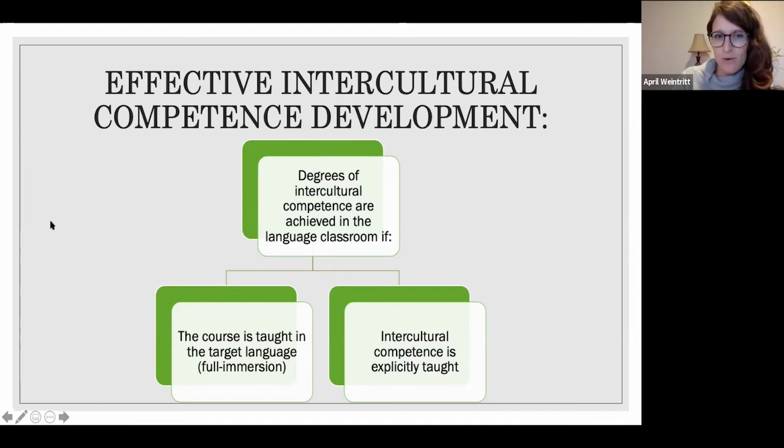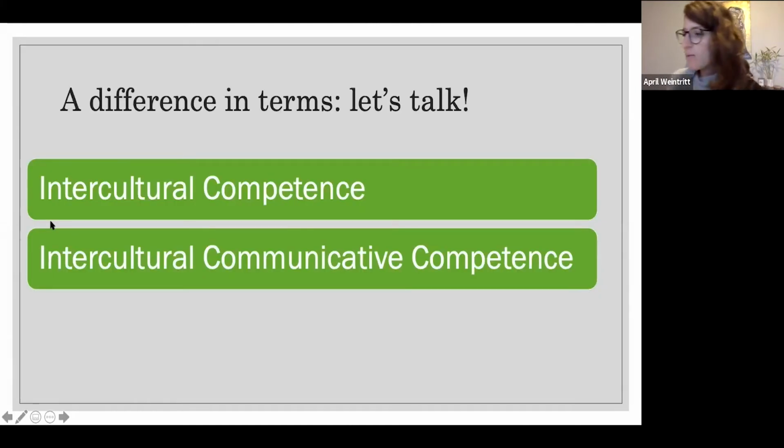Let's go forward one more time. Oh, right before Janice leaves, we're going to have her talk about a difference in terms, because this is important also for the title of the symposium, which is Intercultural Communicative Citizenship. And we have a difference between these terms.